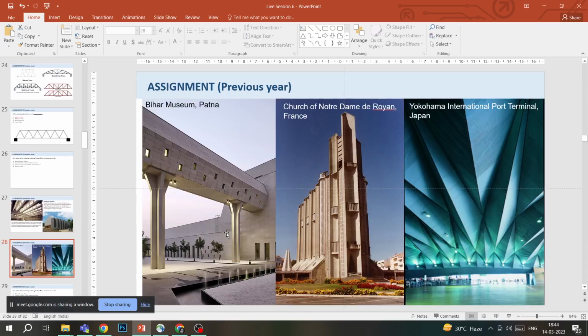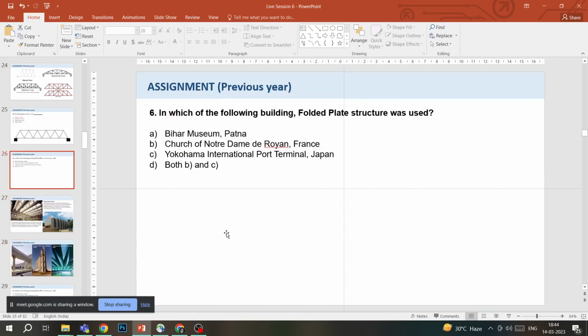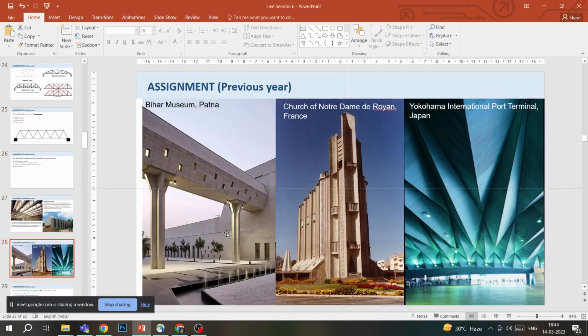So this is how these three buildings look like. Bihar Museum, Church of Notre Dame de Royan, France, and Yokohama International Port Terminal, Japan. And you can see very evidently, the question was which of the following buildings folded plate structure has been used. As we can see clearly, in Bihar Museum, Patna, we don't see the folded plate structure anywhere.